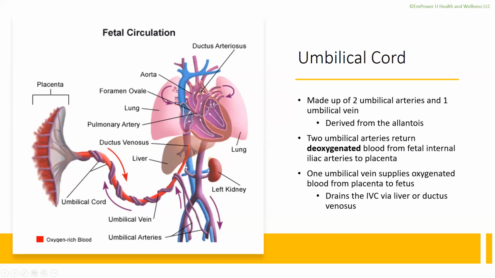It's to bring oxygenated blood to the fetus and take away deoxygenated blood back to mom, because the fetus is not doing its full circulation, right? Or else it would be alive. Not doing that yet. It needs that umbilical cord, needs that support from the maternal supply while it's in utero. There's one umbilical vein, which is supplying the oxygenated blood from the placenta to the fetus. This drains into the IVC, the inferior vena cava, via the liver or the ductus venosus. And we'll see there's 2 different drain pathways.